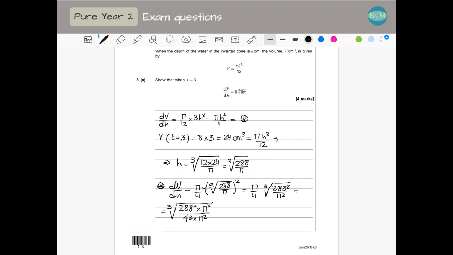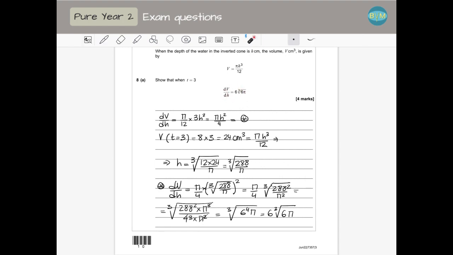So this 3 is cancelled, and I have 6 to the power of 4, and just pi. When I divide just these two numbers, 288 squared by 64, I get 6 to the power of 4. And then the 6 can go outside, and I still have one 6 inside, 6 pi. And that's the expression that I was looking for, yeah?